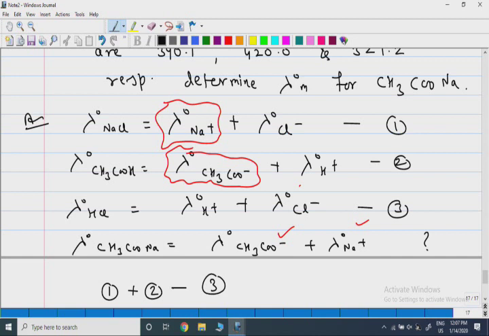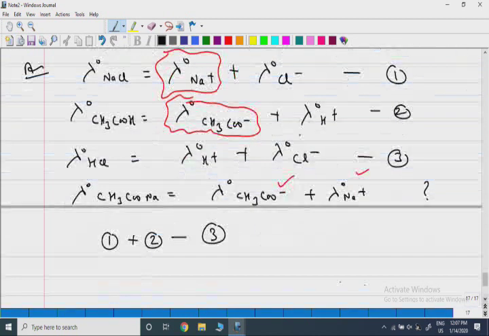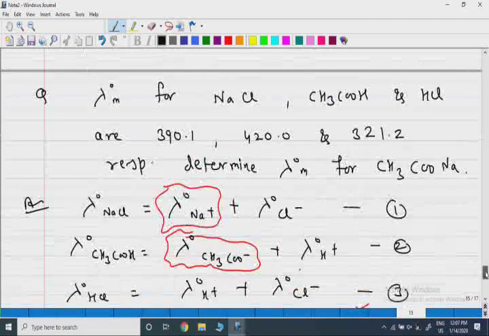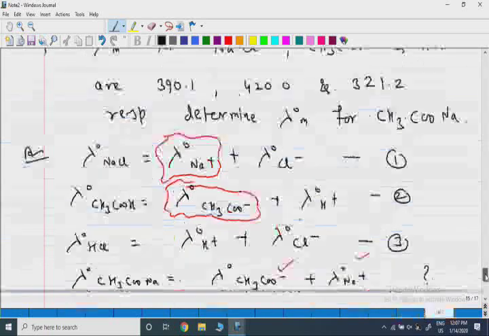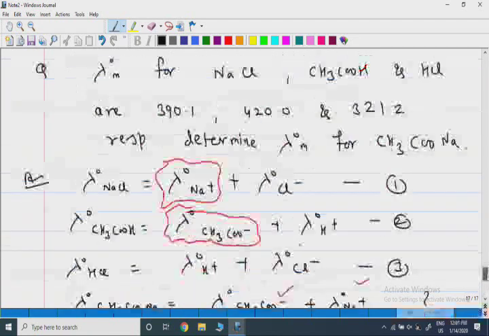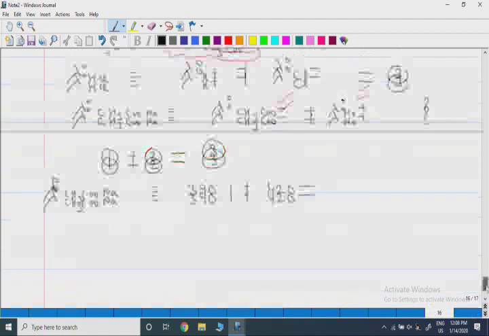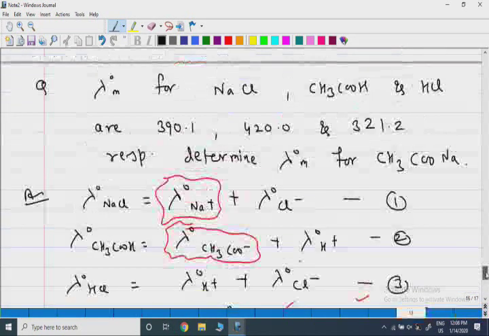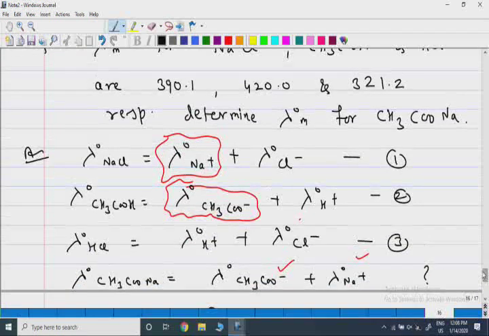Is it clear to everyone? Okay. Simply now you have to put the values and solve it. Lambda naught m for CH3COONa. In equation number 1, the value for NaCl is 390 and CH3COOH is 420. So 390.1 plus 420 minus... I have 321.2. That's it. Solve it and you will have your answer. Please copy this.